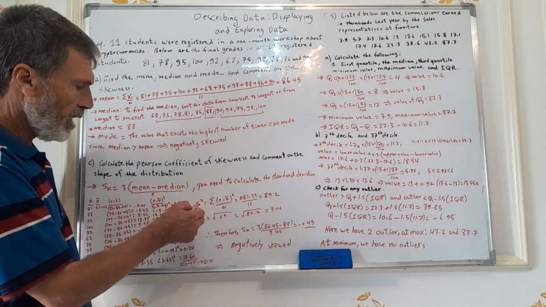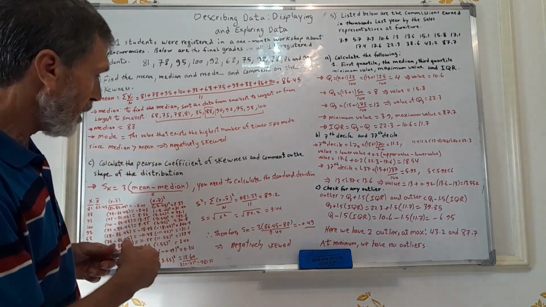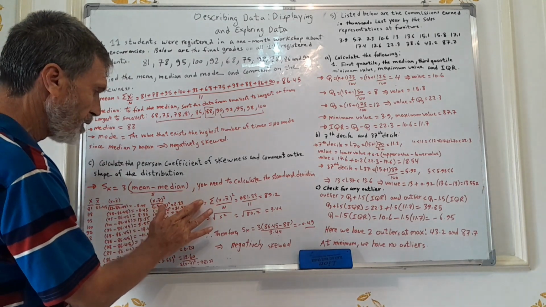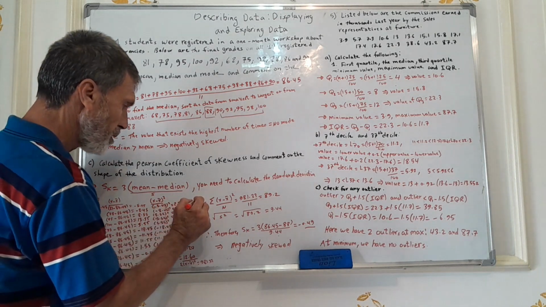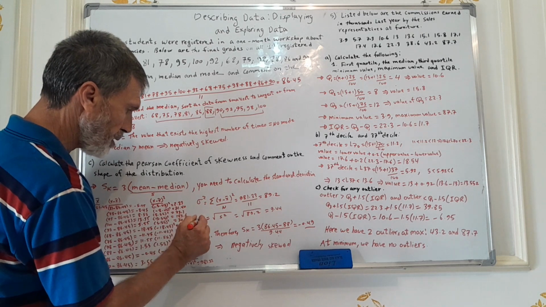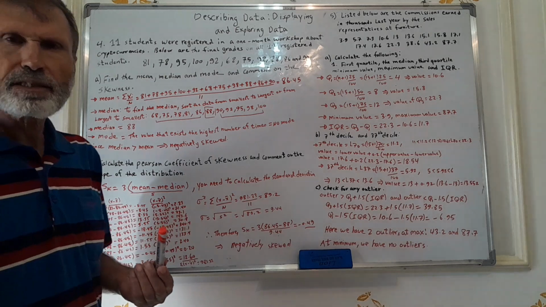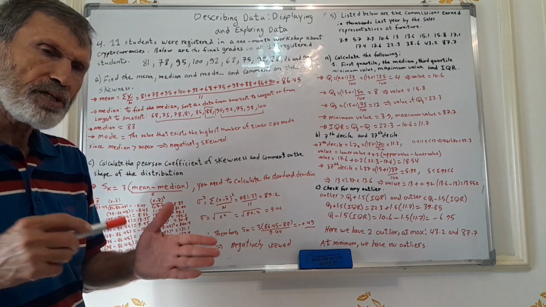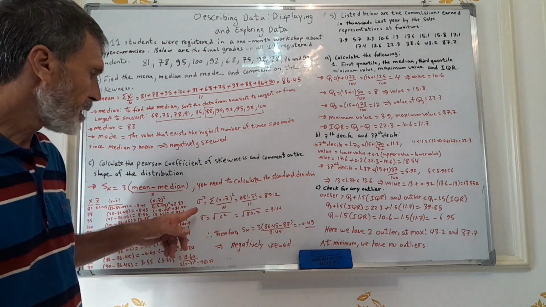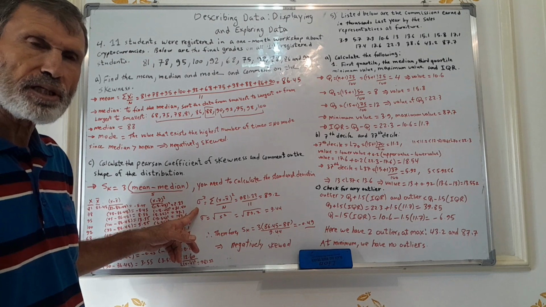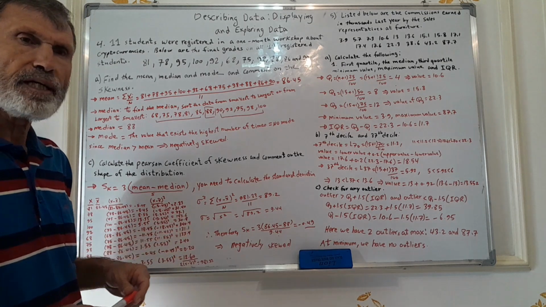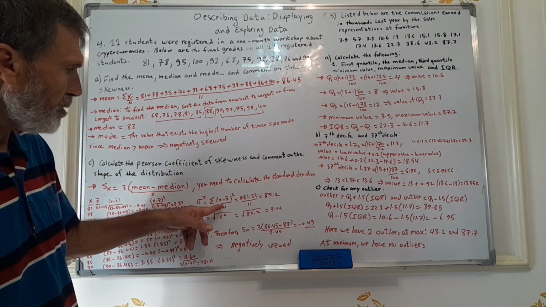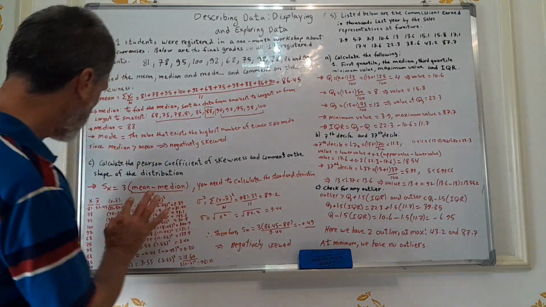Then we use the formula s squared, which is the variance. Here, of course, since we have a population, we use this one over here, sigma squared. It's just that the symbols are different between the sample and the population. If we have a population, we use sigma squared, which stands for the variance, and if we have a sample, we use s squared.